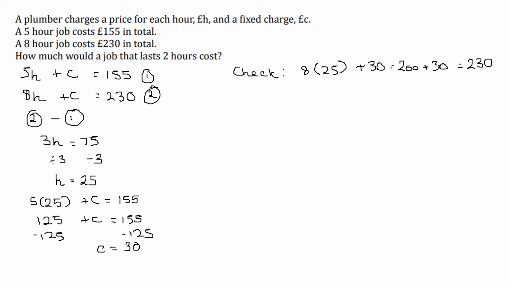So I need to work out how much a 2-hour job would cost. So that would be 2h plus c, which would be 2 lots of 25 plus 30. 2 lots of 25 is 50, add 30 is 80. So a 2-hour job would cost £80.